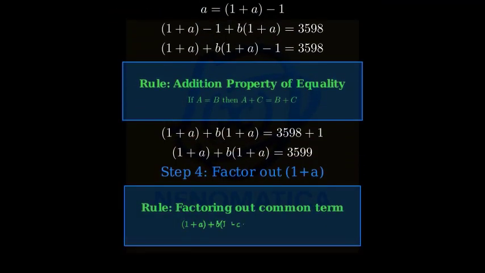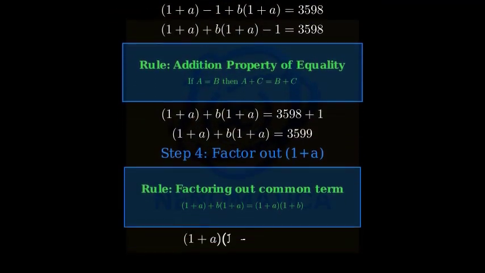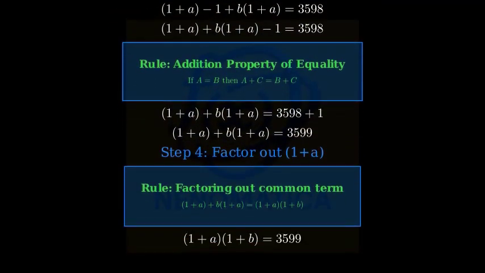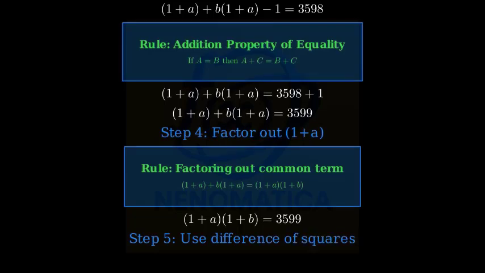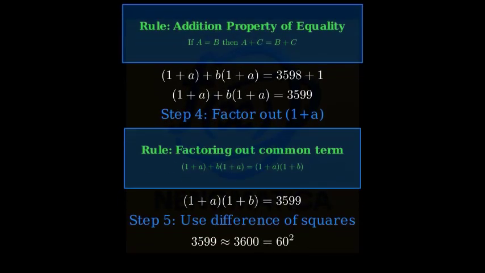Using the distributive property again, we get the quantity 1 plus a times the quantity 1 plus b equals 3,599. Step 5. Now we need to find values of a and b that satisfy this equation. Let's try to factor 3,599. Notice that 3,599 is very close to 60 squared, which is 3,600.